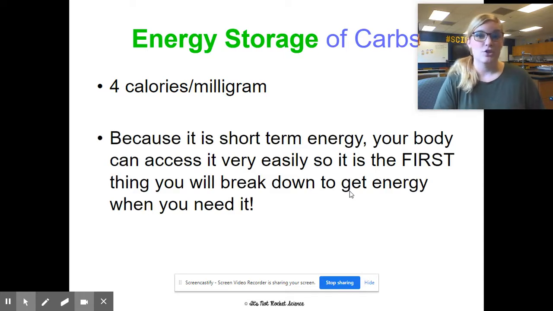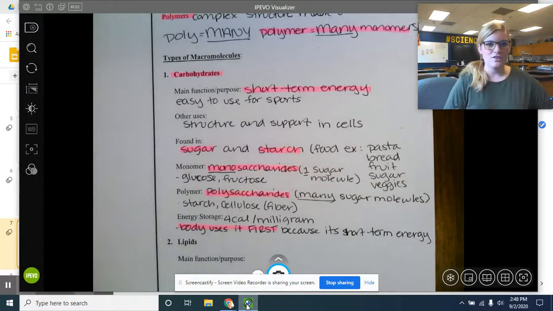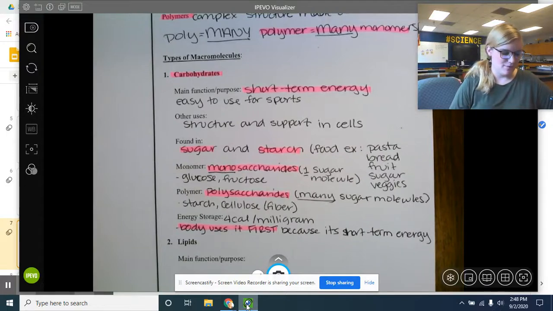And because it's short-term energy, remember our carbs are something that we can get to easily and access that energy, your body is going to use it first when it needs energy, because it takes a lot less work than some of the other things we're going to talk about. So short-term energy in your body is always going to go to carbs first. So if you eat a bunch of bread and then go work out, you're probably burning off the calories from that bread.